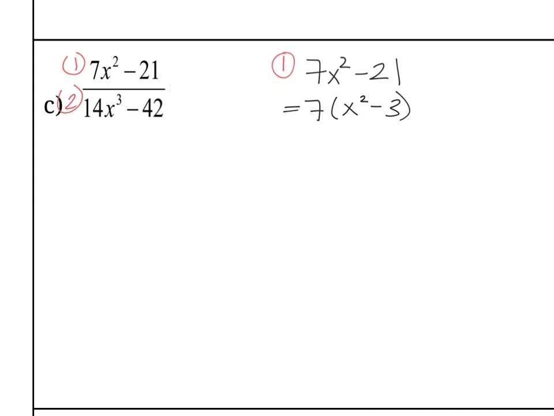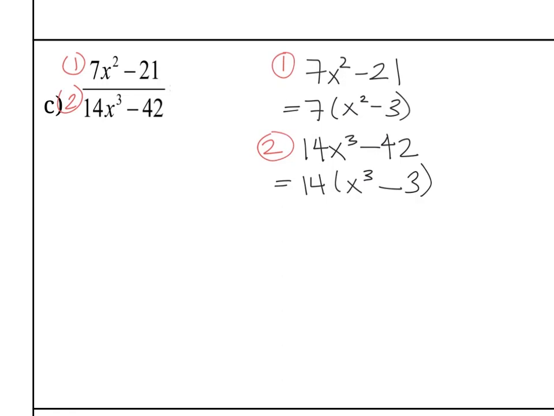Now let's take a look at our second expression, and we're going to factor it on the side here. So number 2, we have 14x cubed minus 42. And again, these are not perfect squares, and neither is x cubed. So all we have left to do is common factor, and 14 goes into both. So we're going to take out a 14, and we're going to be left with x cubed minus 3.